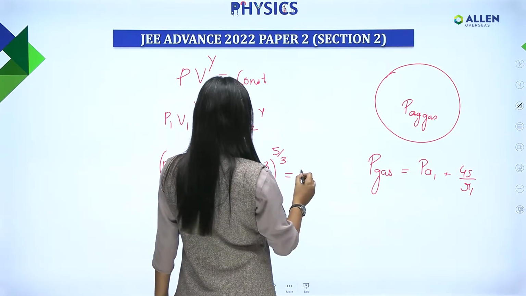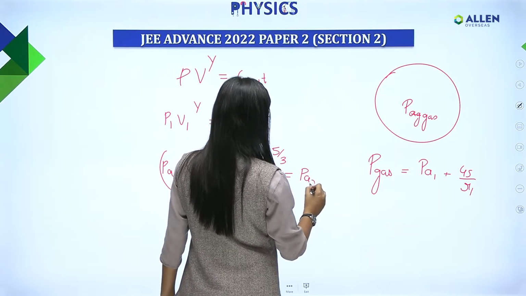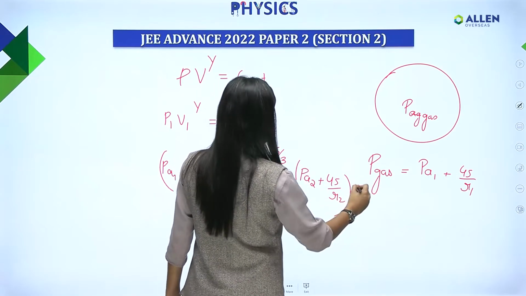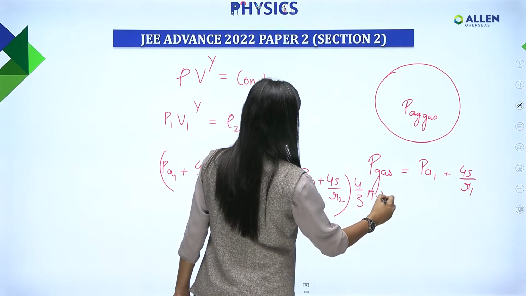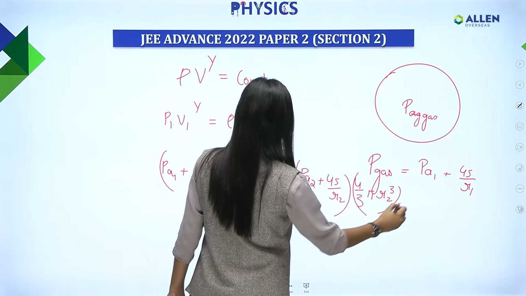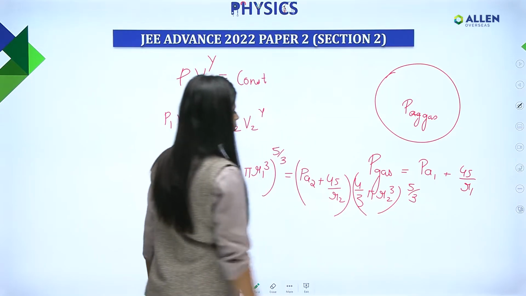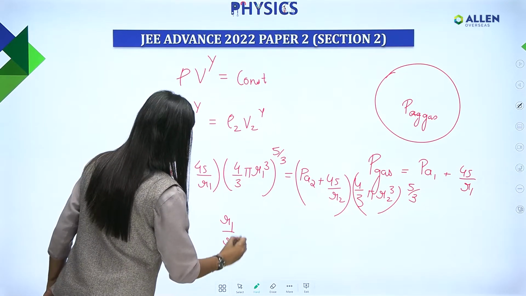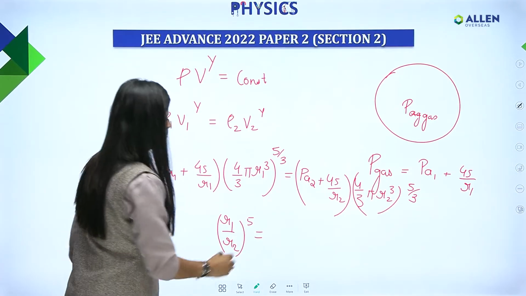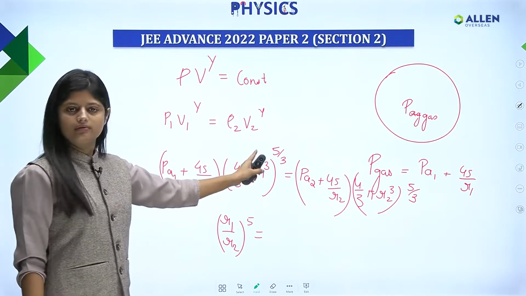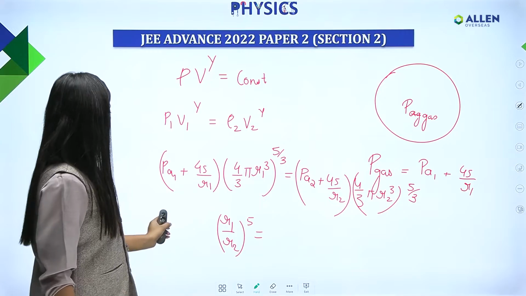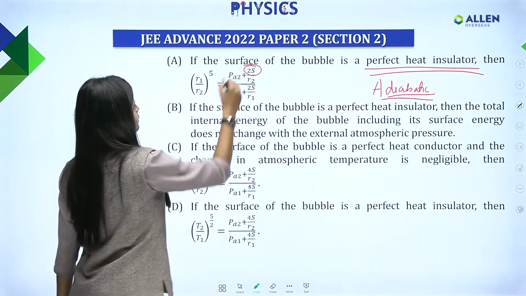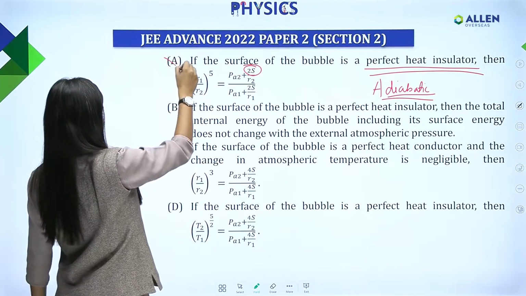This is equal to P2, which is given by PA2 plus 4S by R2 into 4 by 3 pi R2 cube raised to the power 5 by 3. Okay, so what you are going to get is R1 by R2 raised to the power 5 will be given by, in this case, this 3 and 3 will get cancelled out. It will come out to be PA2 plus 4S R2 and here it is given 2S. So because of this, this option is wrong.